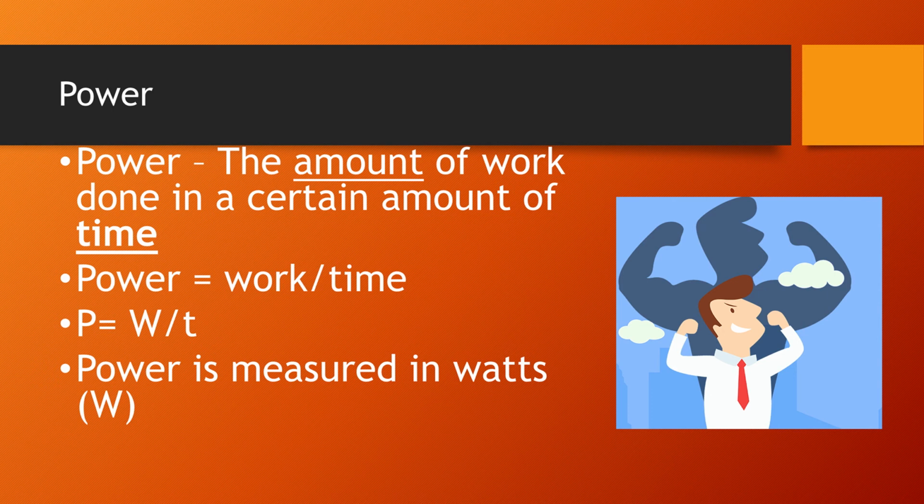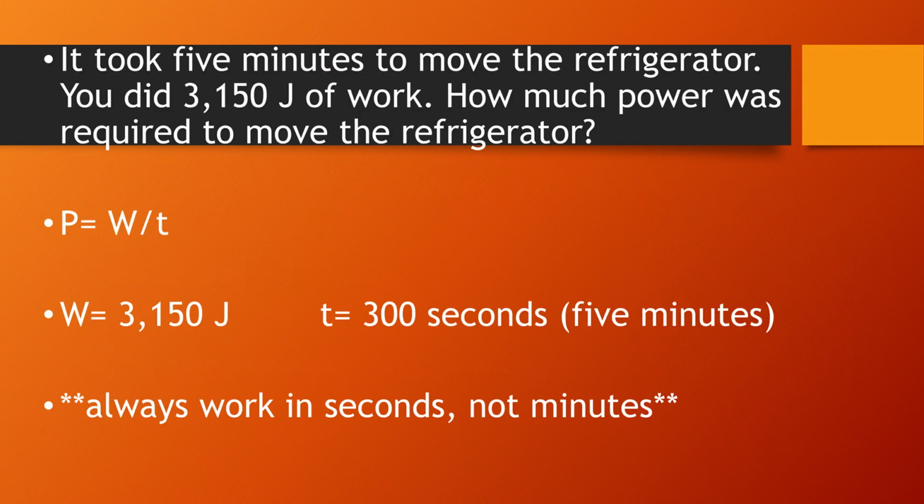So we have another formula. Power equals work divided by time, or P equals W over T. And power is measured in watts, W-A-T-T-S. You might be familiar with the word watts based on light bulbs and electrical stuff like that. And it's the same kind of watt. You guys are going to watch this video. I'm not going to play it right now.